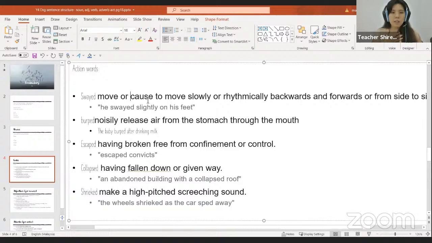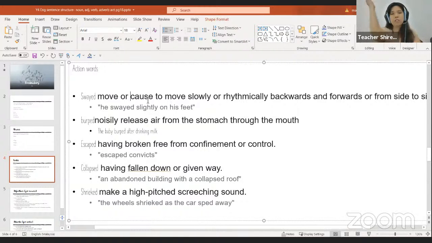Next is burp. Burp is like after you eat already, all the air came out, so that is the burp sound. The noise release air from the stomach. Normally like baby after they drink the milk, they'll burp. So the baby burp after drinking milk. Escape. Escape is run away. So having break free from confined or controlled places. So that is called basically escape.